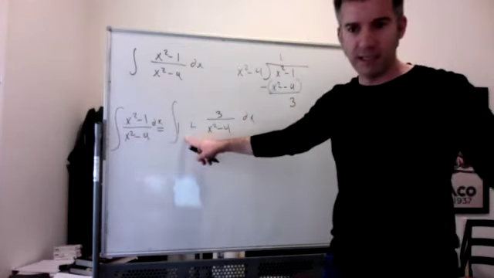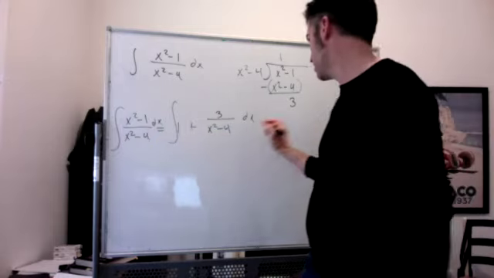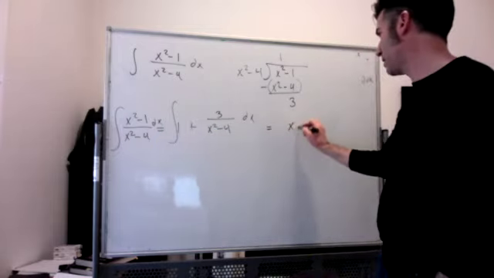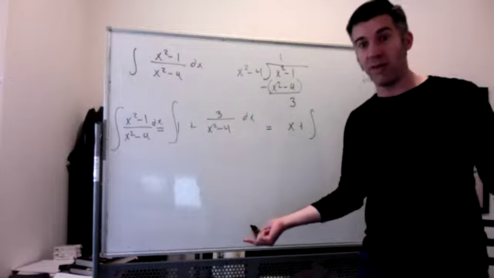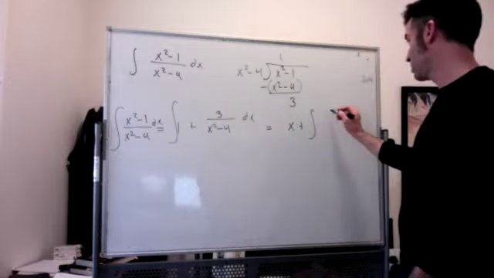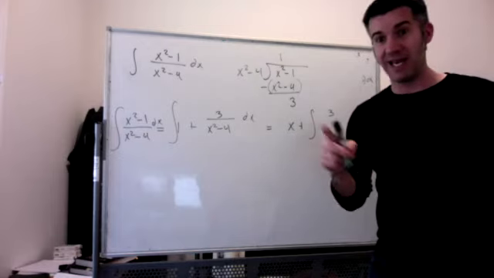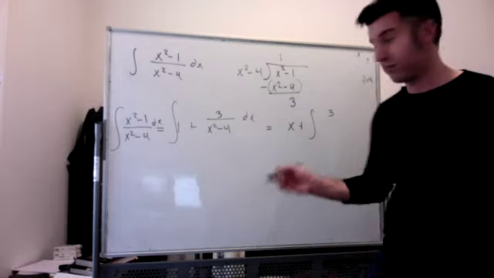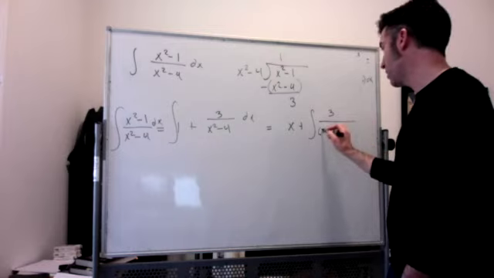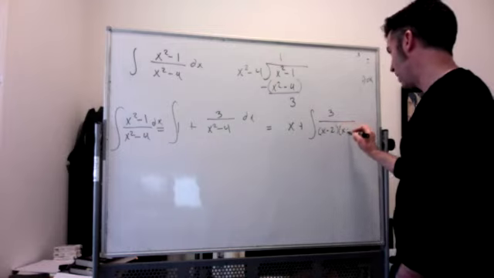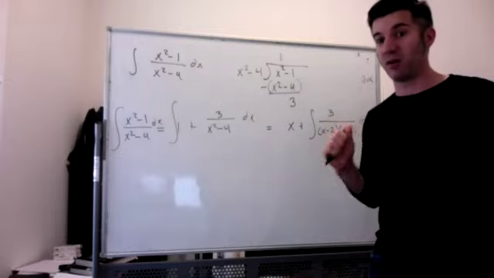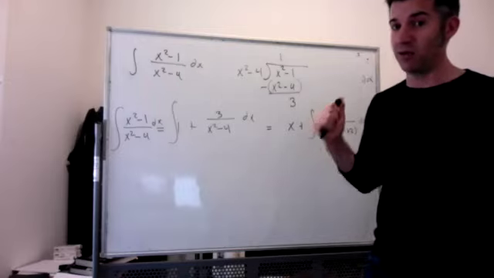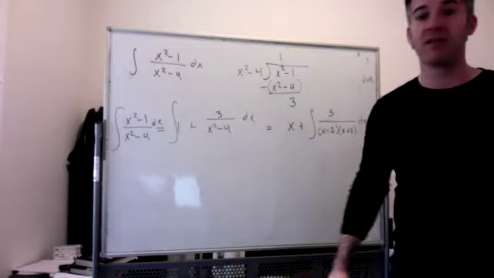Well, the integral of 1 is easy. That's just x. So this is going to equal x plus the integral of 3 over x squared minus 4. Now we're in a partial fraction situation because the degree on top is less and the denominator factors. Those are always the things I'm looking for if I'm looking for a partial fractions kind of situation. I have to have the degree on top being less, and I also have to have the denominator factoring.